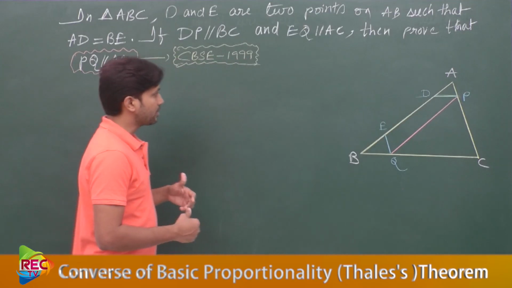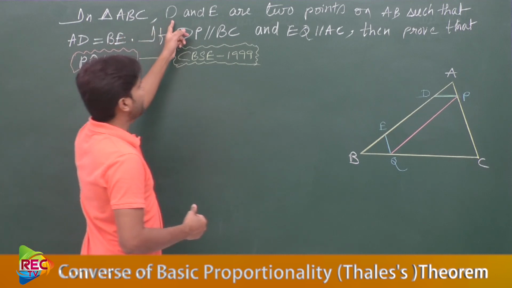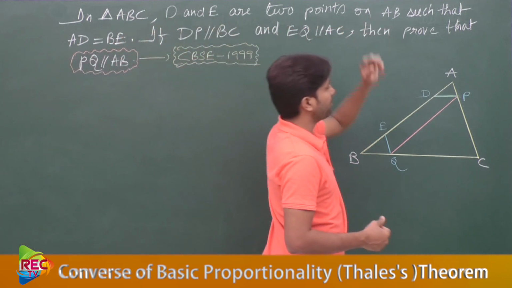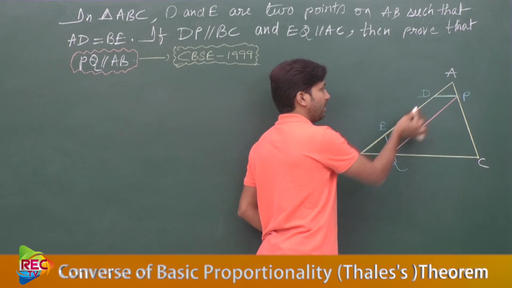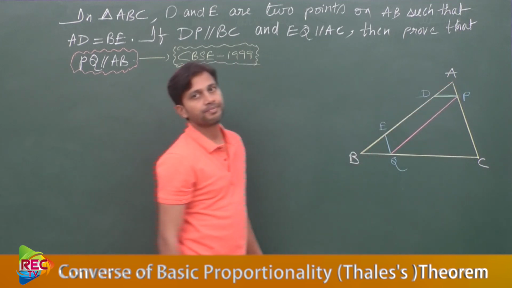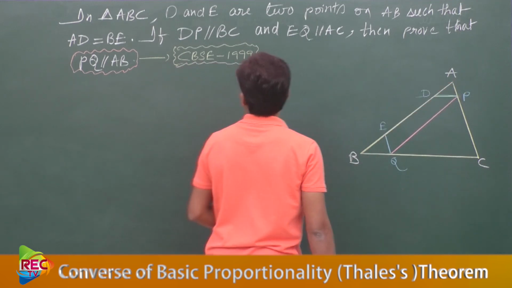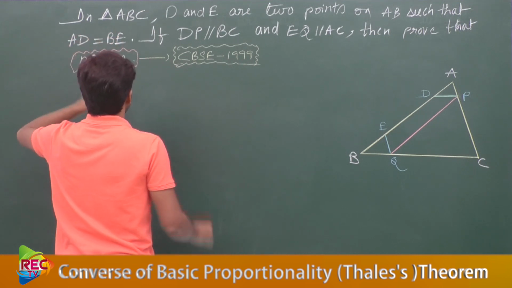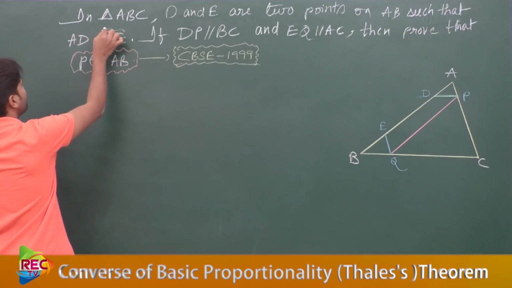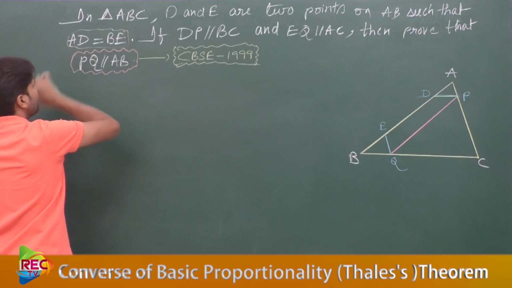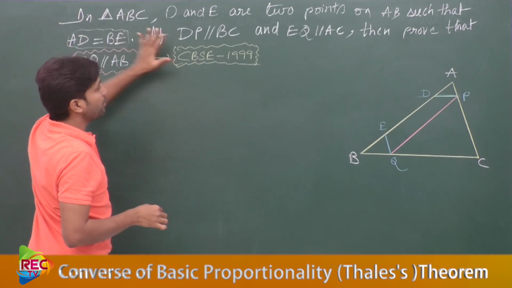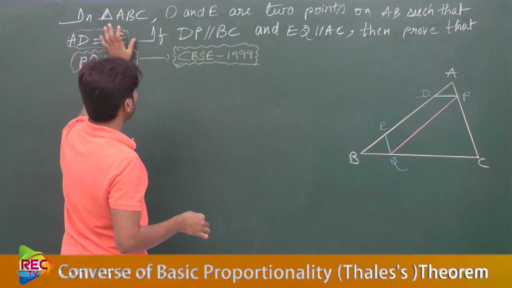Just see what the problem is. Here in triangle ABC, D and E are the 2 points on AB, such that AD equal to BE. Notice here, this is a key point to do this problem, understand? If you haven't been given this, you can't prove it. Okay, AD equal to BE.